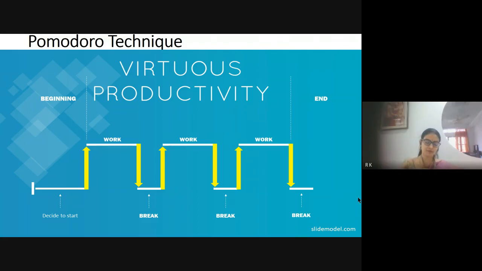I will tell you the history of the Pomodoro technique. Pomodoro means tomato in Italian. I am telling you the history because it's a trademark by Francesco Cirillo. He came out with this technique in the 80s to break down work into different levels using a timer.